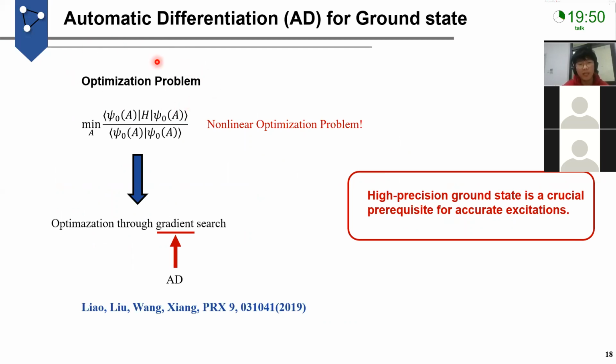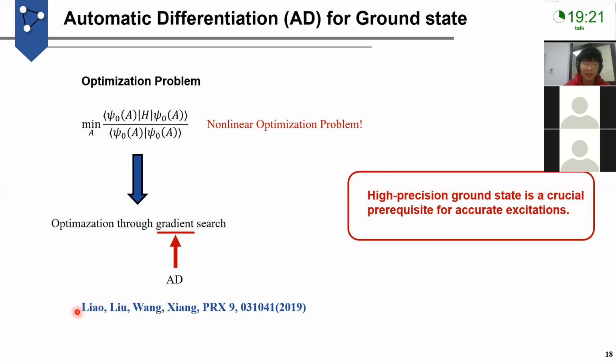To solve the ground state problem, we need to do variational calculations. It's actually an optimization problem: optimizing the single tensor A based on the ground state energy. It's a nonlinear optimization problem, and this optimization can be done through a gradient search. However, the gradient is difficult to get through a conventional method.